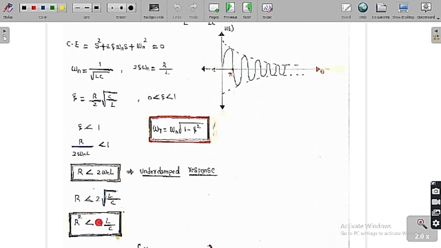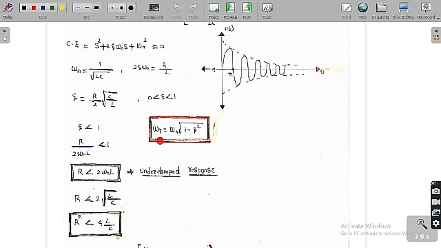If we square both sides, we get R squared less than 4 into L/C. So R squared is less than 4L/C. This means when R squared is less than 4L/C, the value of zeta is less than 1, meaning the system is underdamped. We can say that the oscillations are going to get reduced.